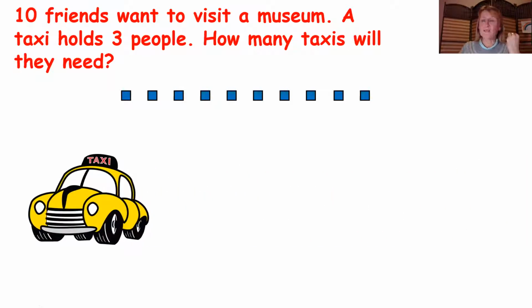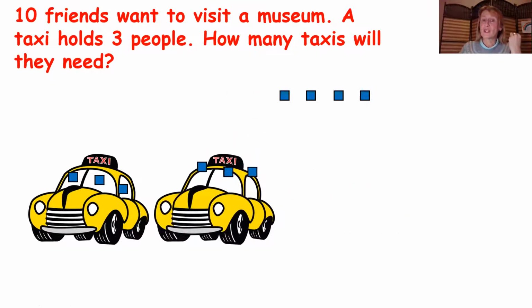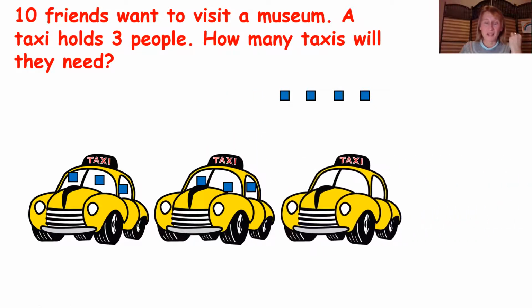So let's get the taxi for the first 3, and the taxi for the next 3, and the taxi for the next 3. Now you should know that 10 divided by 3 is 3 remainder 1, because 3 times 3 is 9 and that leaves you 1 left over, okay. But the question says how many taxis will they need? And this is where you need to think about the leftover one.